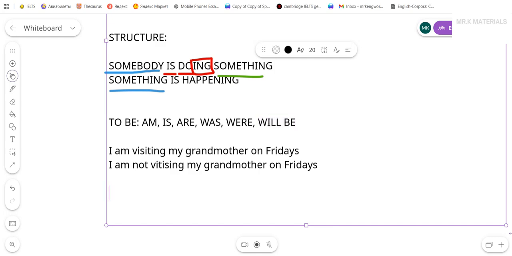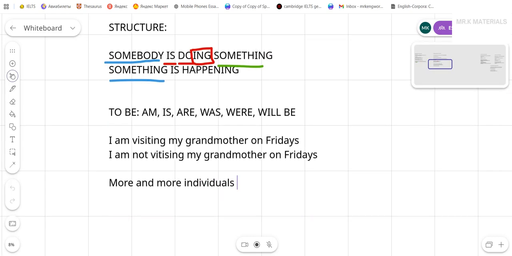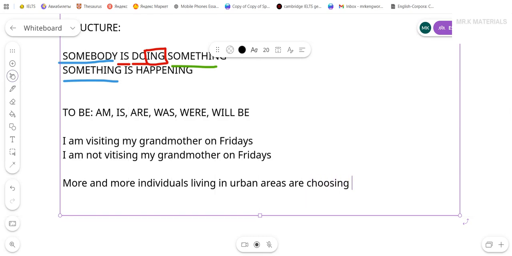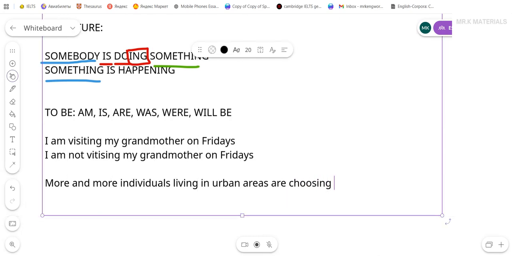Let's get an IELTS-like sentence here. Let's see. More and more individuals living in urban areas are choosing to own an accommodation, let's say, own a house instead of renting it.